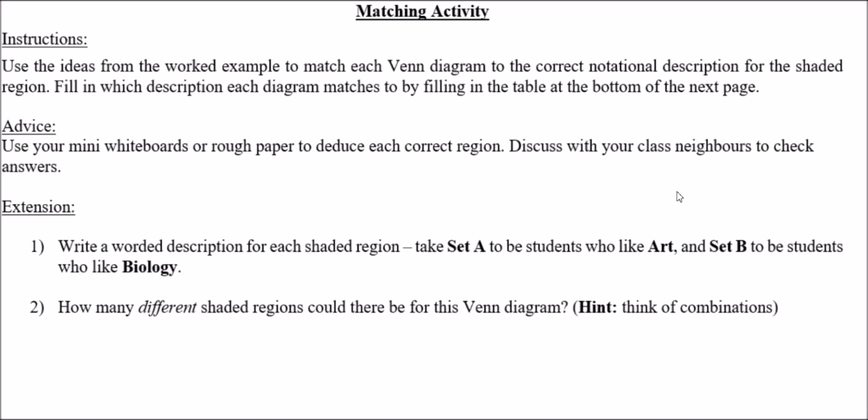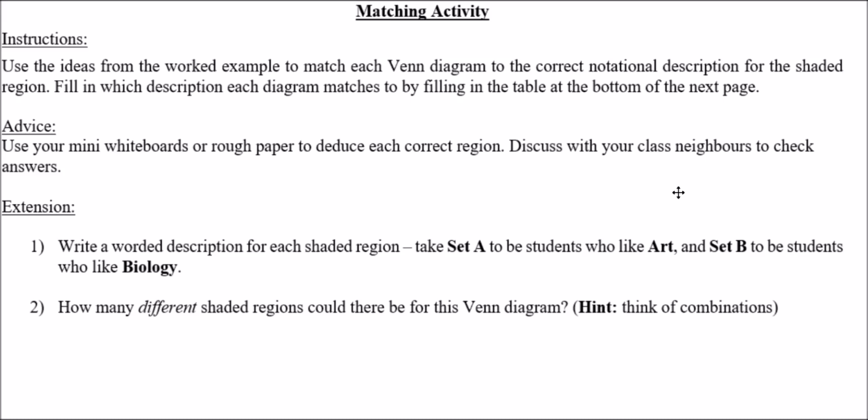So my advice would be to use either some jotting paper, some paper to the side of your main notes, or mini whiteboards to deduce each correct region. So sketch it and do some rough work before putting in your final answer. Discuss with your class neighbours to check answers as well.